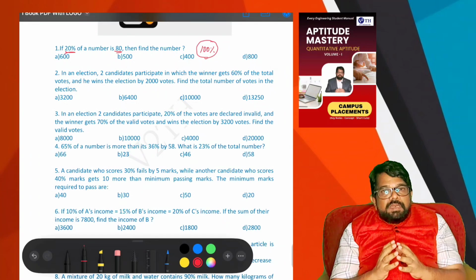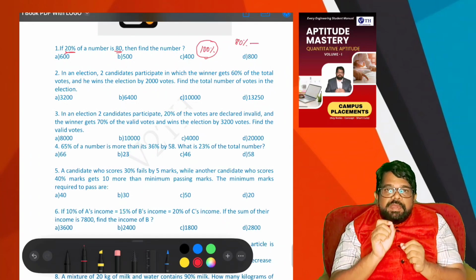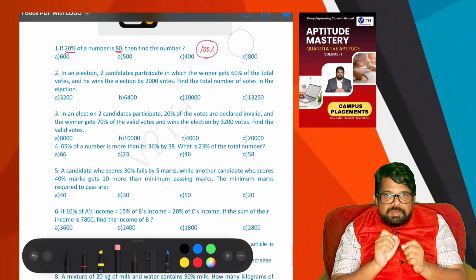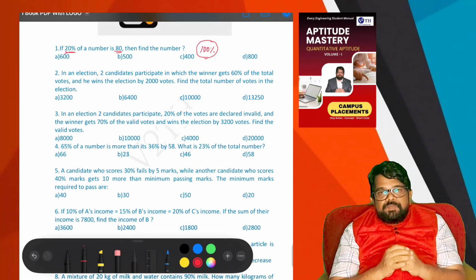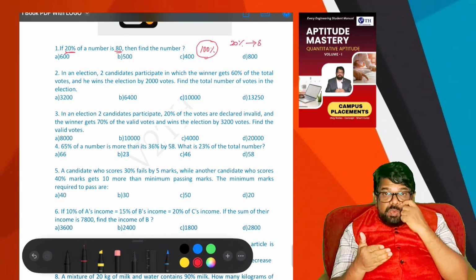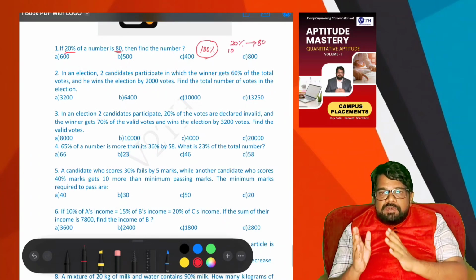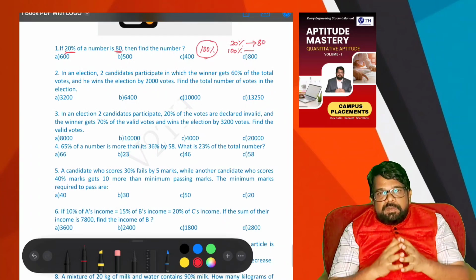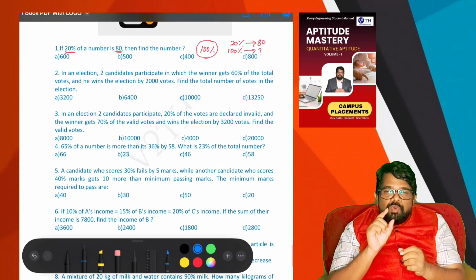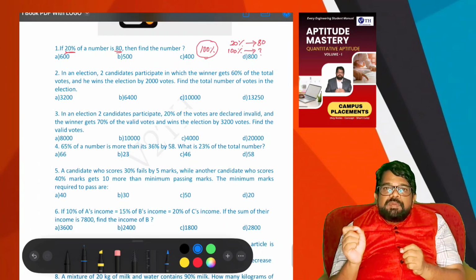Now here what is given? 20% of the number is given. Simply, 20% value is 80. We require the number. Number means you have to calculate the 100% value. What is the 100% value? Different methods are there. Different ways are there. I will explain all the methods. So 20% is 80. What about the 100% value?